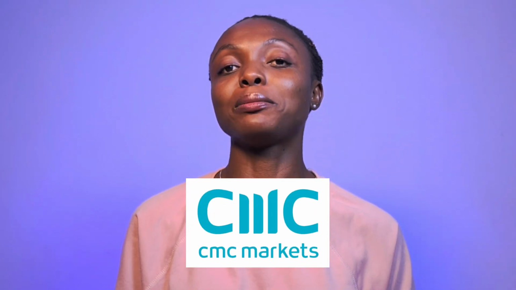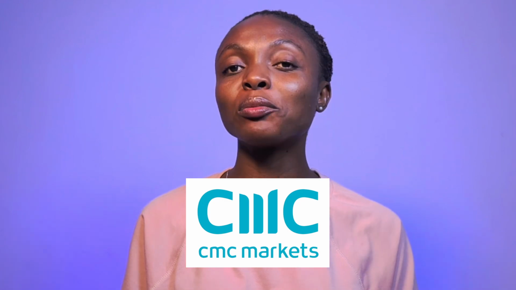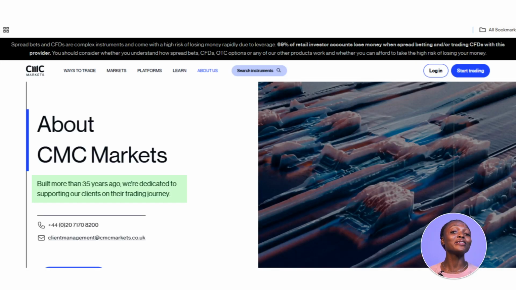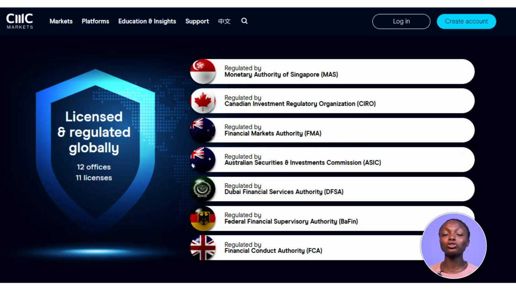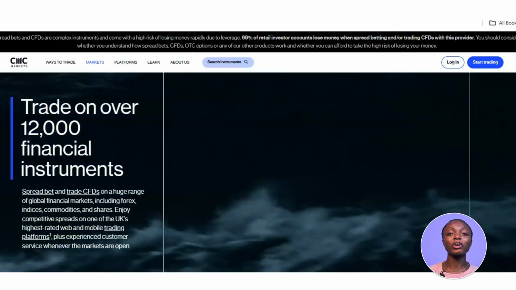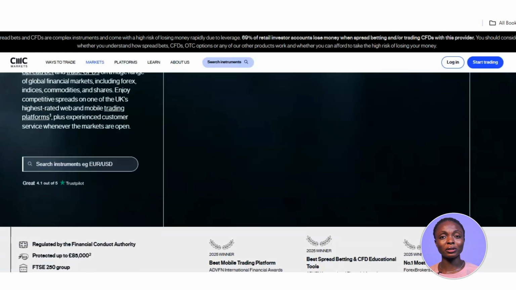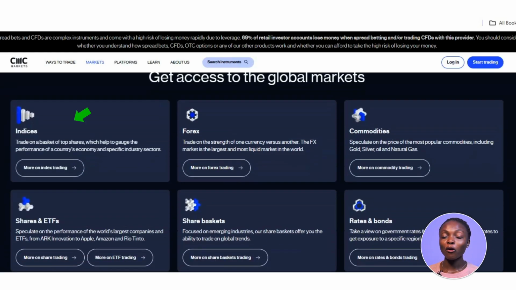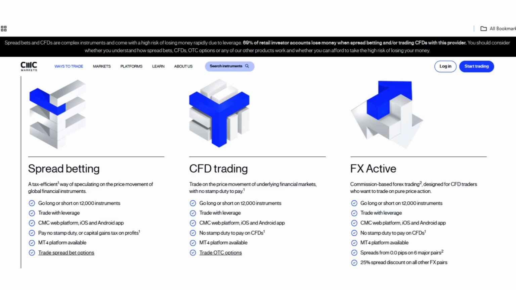We proceed to CMC Markets, which is a spread betting and CFD broker that has been in operation for over 35 years with regulation from top-tier regulators like the FCA, CIRO, ASIC, and others. Then you can choose from their wide array of over 12,000 tradable instruments, which is made up of indices, Forex, commodities, shares and ETFs, share baskets, rates, and bonds, which can be traded either on their FX Active account, CFD trading account, or the spread betting account that is for UK traders only.